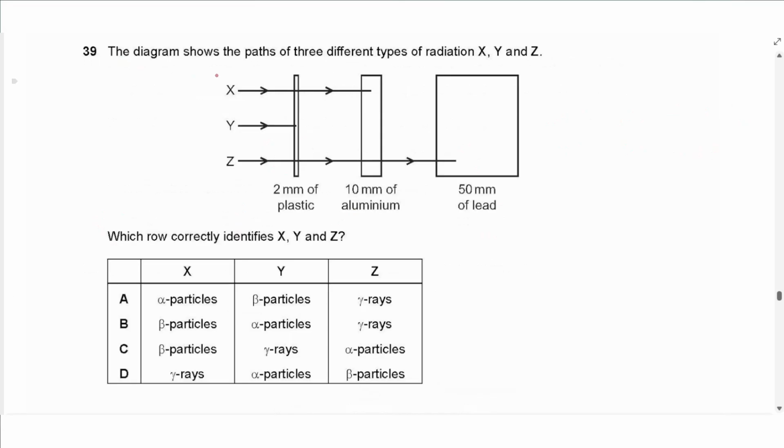Question 39 says the diagram shows the path of different types of radiation, X, Y, and Z. Which row correctly identifies X, Y, and Z, alpha, beta, or gamma? So X can pass through 2 millimeters of plastic but is stopped by 10 millimeters of aluminum, which means this is beta radiation, so X is beta. Y is stopped by plastic, which is very light, so this must be alpha. Z is stopped by 50 millimeters of lead, so this is the most penetrating one, which is gamma radiation, and the common one here is B.